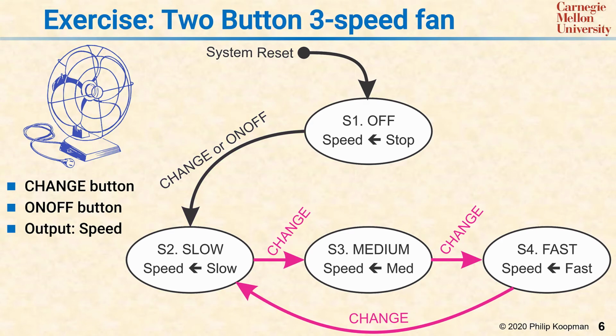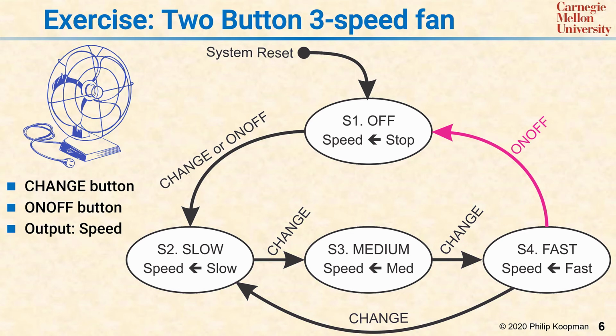But here's a twist. When you're in fast speed, instead of the change button turning the fan off, the change button goes to slow speed. That means that once the fan is operating, the change button cycles through slow, medium, and fast, then back to slow, and never turns the fan off. Well, how do you get the fan off? That's what the on-off button is for. The on-off button from the fast speed is what you use to turn the fan off.